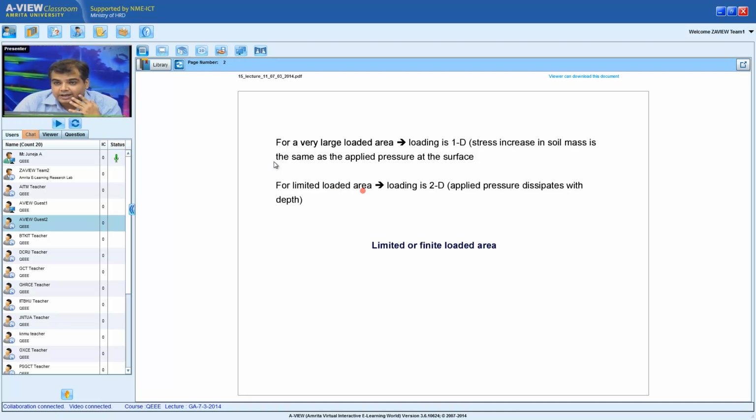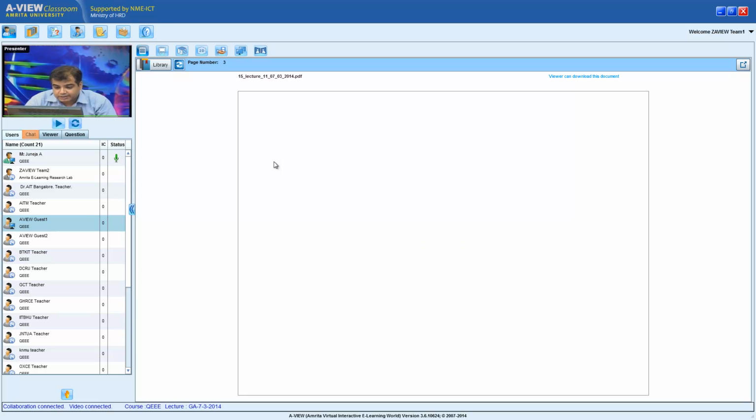For a limited loaded area, if you're looking at a case where your loaded area is small compared to the thickness of the soil, take an example of a footing, maybe a strip footing or a square footing, any kind of foundation, and your thickness of the zone is large. In this case, the loading is considered to be two-dimensional, and you need to look at what is the stress below ground. The stress is definitely different, and we're looking at this case when you have a finite loading. Finite meaning it's a limited loading area compared to the thickness.